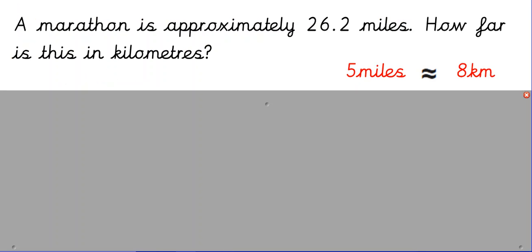Let's have a look at another one. So a marathon is approximately 26.2 miles. So how far is this in kilometres? So remember, you know that 5 miles are approximately 8 kilometres. So you want to know how far 26.2 miles is in kilometres. Remember the method that we've been using? Pause the video now and have a go.